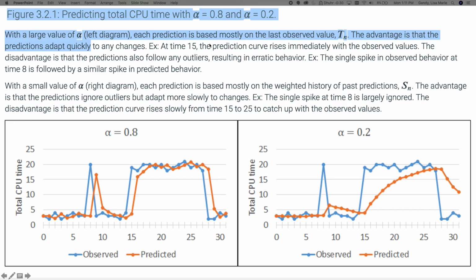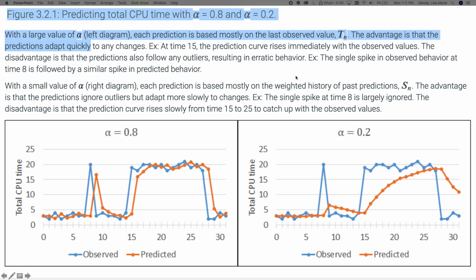Okay, with a small value of alpha, each prediction is based mostly on the weighted history of past predictions. The advantage is predictions ignore outliers. So here we have this random spike for whatever reason, and it's ignoring it. It does ignore it, but adapts more slowly to changes. So this spike is ignored, mostly a little bit here, but mostly ignored. And the disadvantage is that the prediction curve rises slowly here to catch up with the observed values.